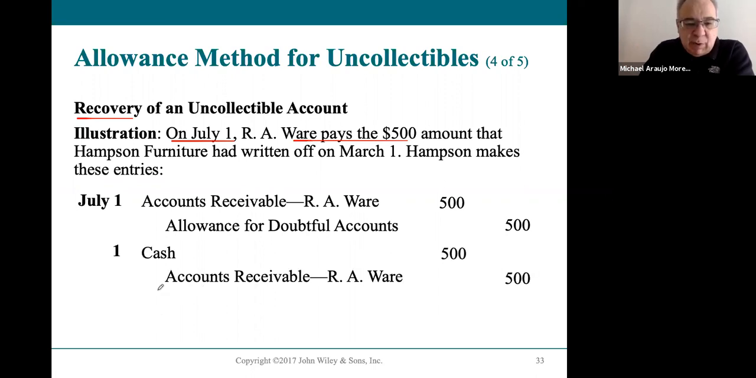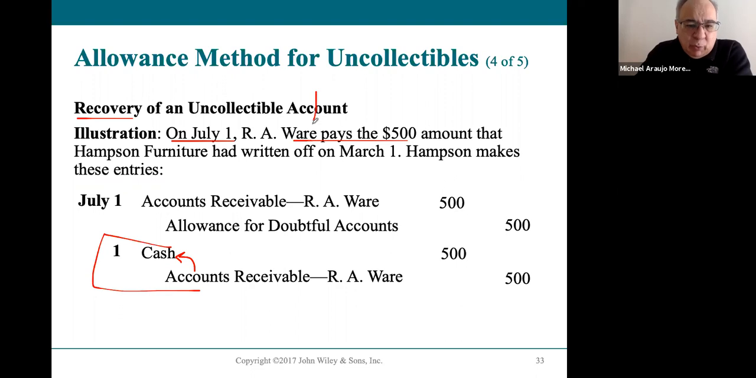Because in essence, this is what we want to happen to all receivables. Receivables should be turned into cash because that's what we're waiting to receive. We've already done the work. We're waiting to receive cash on that. That's what a receivable is. So clearly we want all receivables to turn into cash. But as you know, sometimes it doesn't happen.